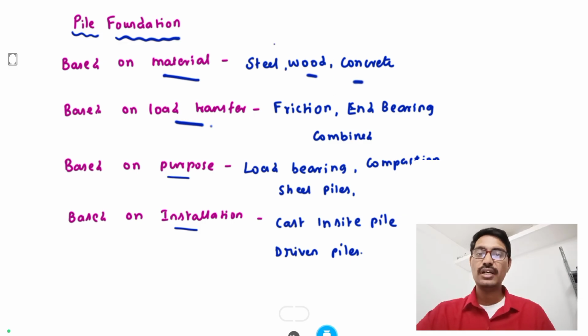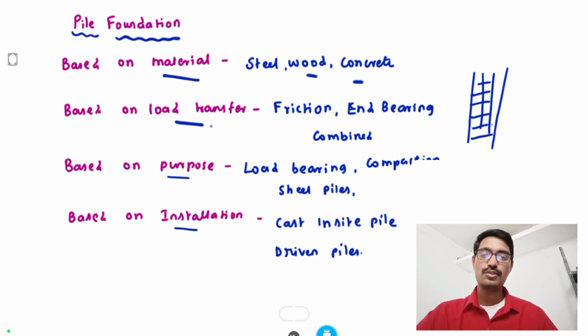The steel piles are mainly used in steel structures, and wooden piles are used in temporary structures. Concrete piles are a composite material made of reinforced concrete, so there is steel reinforcement in the piles. Concrete piles are made with a steel reinforcement cage placed in the bore well, and after that we fill the bore using concrete. So these are the concrete piles.